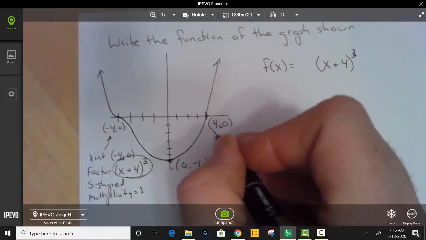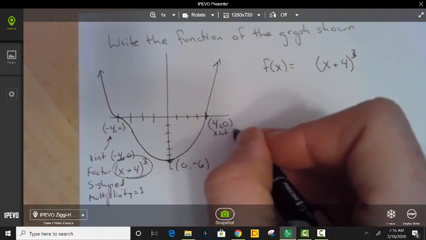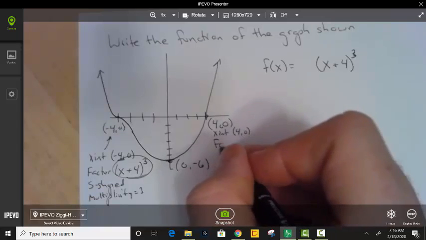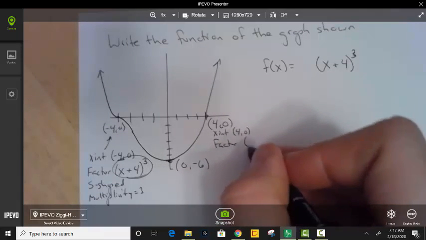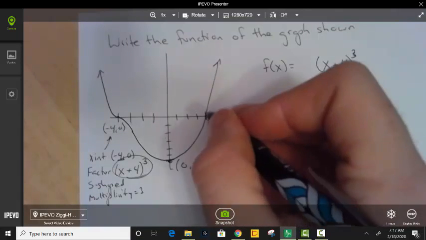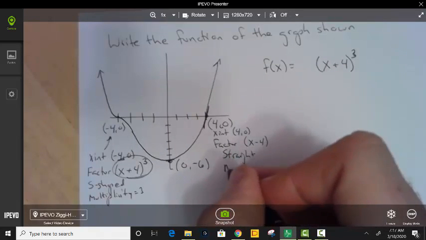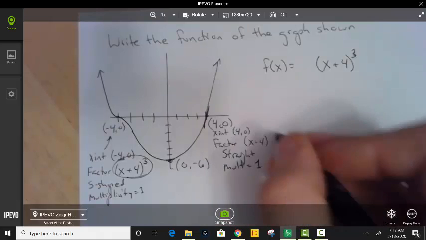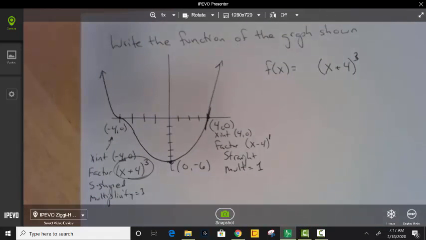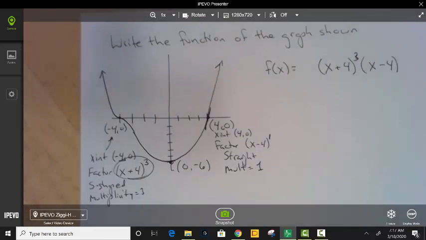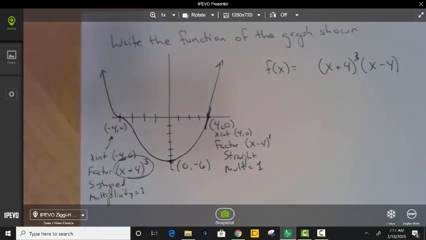And then over here we have an x-intercept at (4, 0), which means one of the other factors has to be x minus 4, and the fact that it goes straight through tells us that the multiplicity is going to equal 1, which means it's (x minus 4) to the first power.